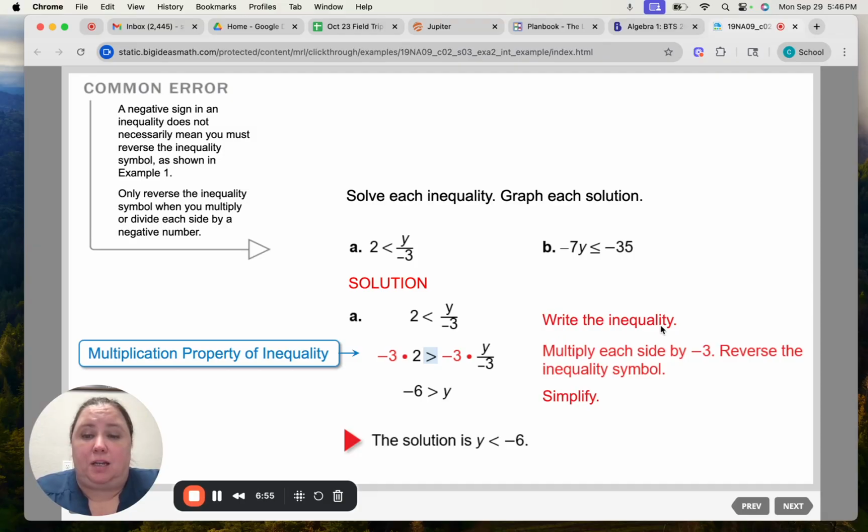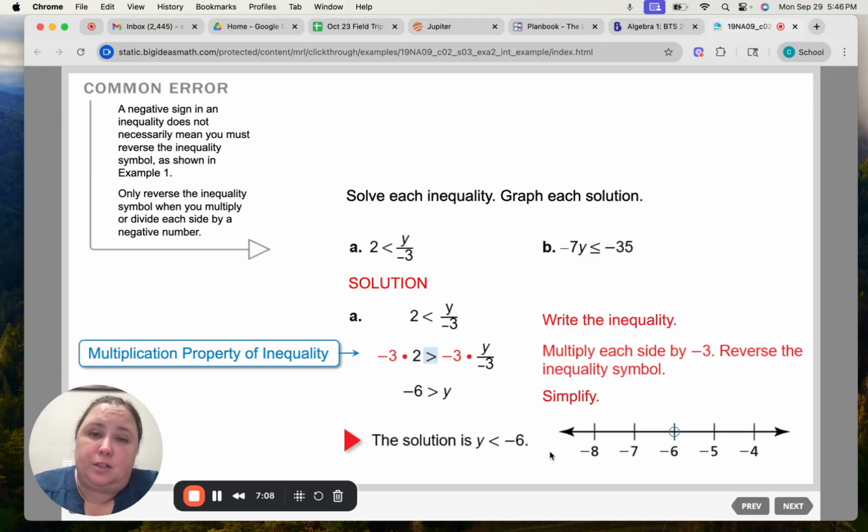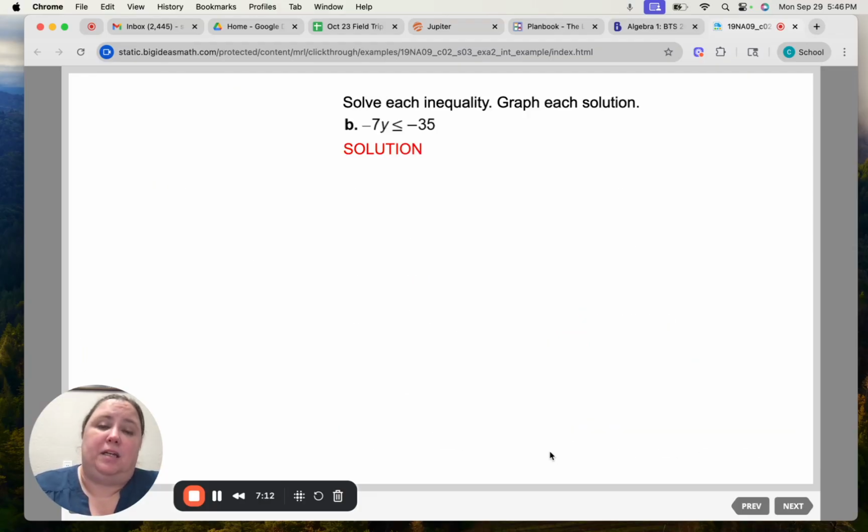So now let's look at B. Oh, I lied. We're going to graph. So we're graphing on what number? Negative 6. Is it open or closed? Open, because it's just less than. And which way are we shading? To the left. Very good.